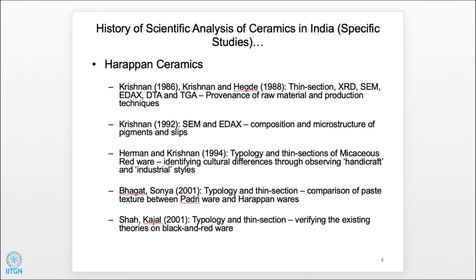And we noticed that there is a lot of difference between mica red ware and the Harappan ceramics in terms of microstructure, which itself was very significant, because we found that the Harappan ceramics were following an industrial pattern, whereas the mica red ware was a handicraft kind of industry. So there were different types of industries existing during the Indus Valley period in Gujarat that we were able to say from the microstructural analysis, that is thin section studies.